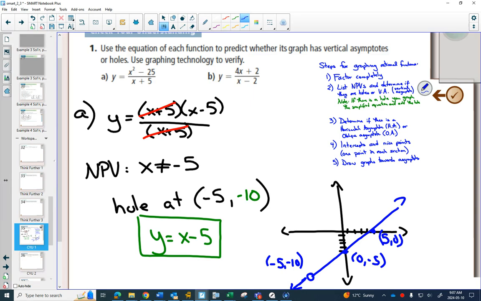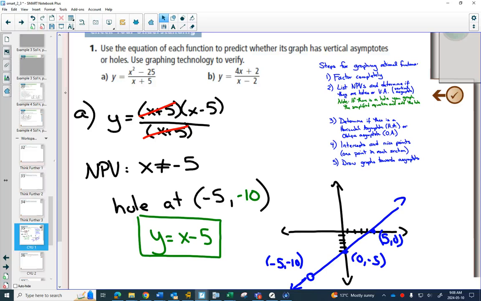And my arrowhead's on the end. Draw my straight line. Add the hole to the straight line. And in this graph, we did not need to do steps 3, 4, and 5 because the green graph was no longer a rational function. The green graph was a straight line.